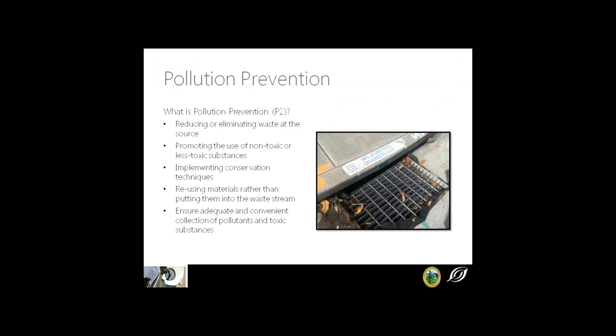So what is pollution prevention? When we talk about pollution prevention, we're talking about reducing or eliminating waste at its source. We want to promote non-toxic or less toxic substances. It's definitely implementing conservation techniques. We want to reuse materials rather than putting them in the waste stream. And most importantly, one of the things that I'm going to focus on is just the adequate and convenient collection of these pollutants and toxic substances, because there's a lot of them that we generate on a daily basis through the purchase of products, through our electronics, through our cleaning products, through our lighting products, and they don't belong in the trash and they don't belong in the recycle bin.